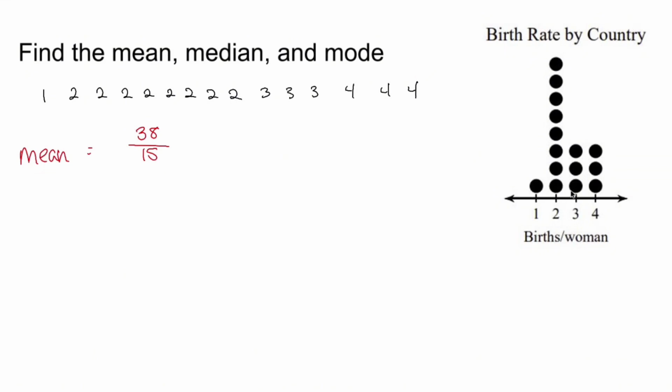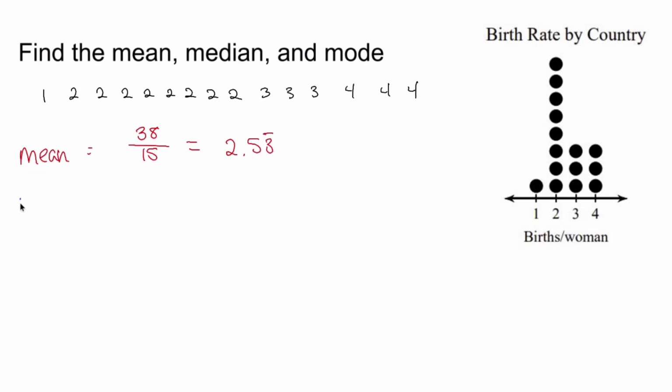So 1 plus 16 plus 9 plus 12 would probably be a faster way of doing it. But anyway, yeah, that's the way that you can do it. When you divide by 15, you end up getting 2.53 repeating. So we'll say 2.53 repeating. That's going to be my mean.